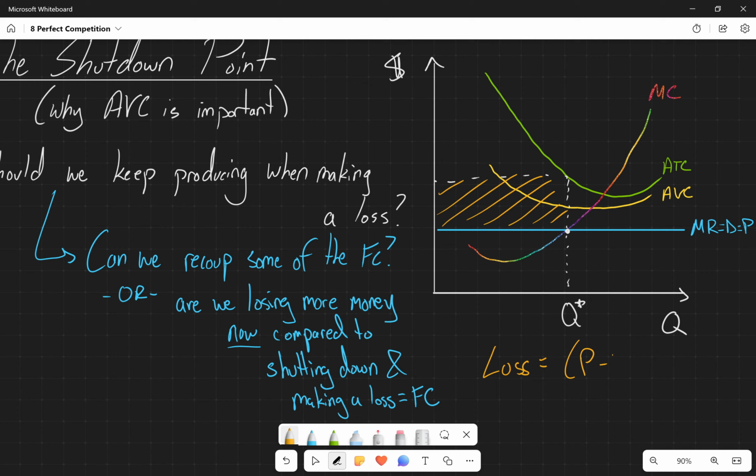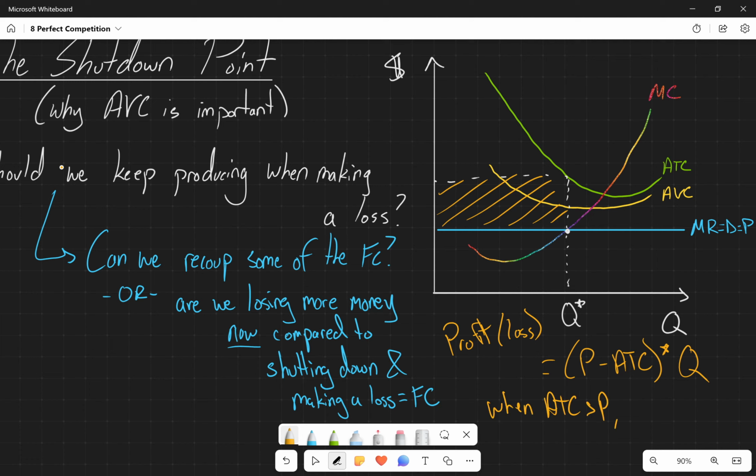Again, same formula. Well, let's just say profit and then loss in parentheses. So I don't want to define loss, because if I define loss, then the average total cost has to be the thing that price is being subtracted out of. So it makes more sense to just define this as our profit and realize that this is going to be a negative number, right? When the ATC is greater than the price, the profit is negative.